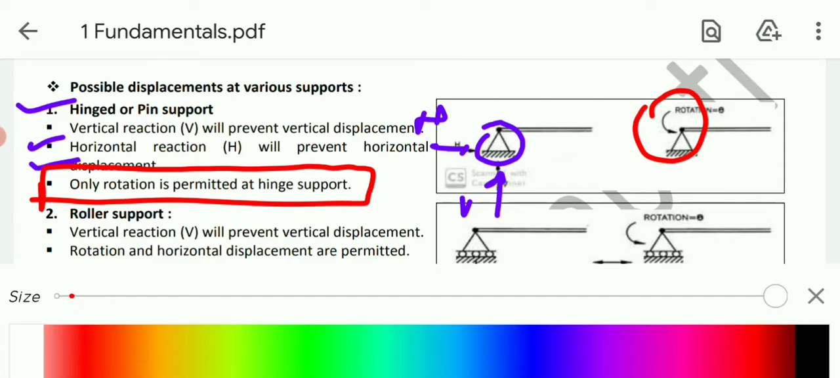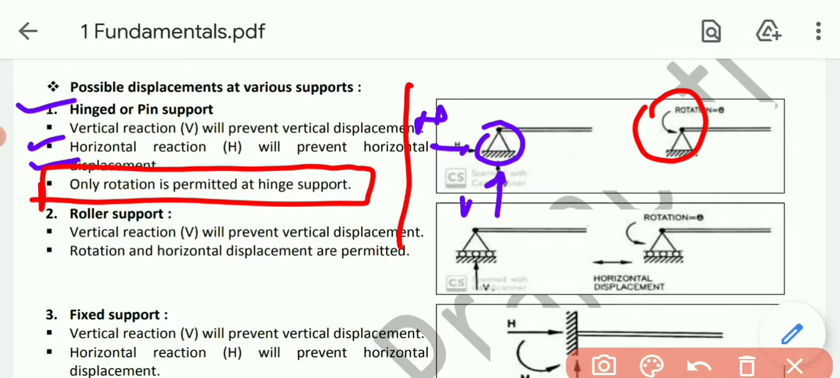So that is the criteria for the kinematic indeterminacy. Means as hinge support is able to generate the two reactions, it can resist the vertical as well as horizontal load, but it cannot resist the rotation. So for that one we need to apply the rotation in case of hinge support.